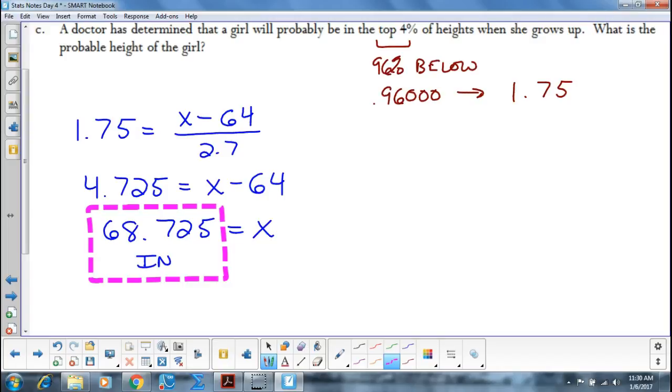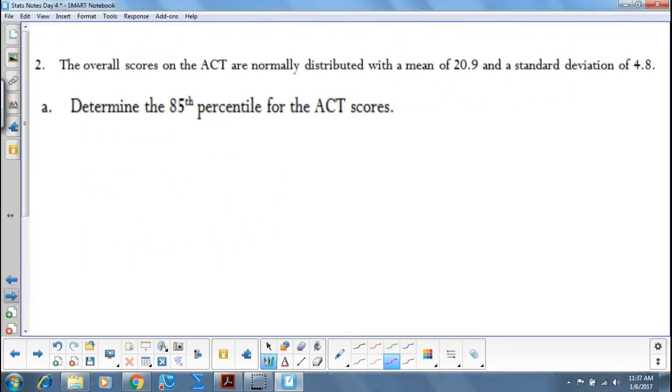I'm going to give you time to do number 2. I don't know how long I'll give you, but do number 2 now. All right, so 85th percentile for the ACT scores. So that means that I'm looking for 0.85.